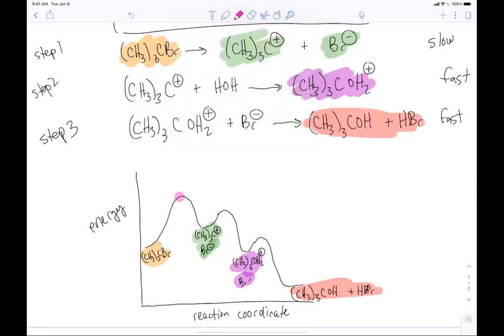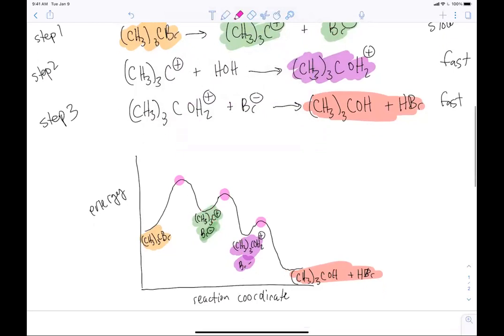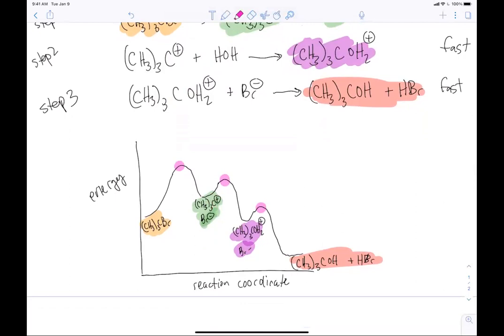So, we have a transition state here, a transition state here, and a transition state here. What would a step in equilibrium look like on a graph? Let me come back to that. An equilibrium step wouldn't necessarily look that different from this. So yeah, we have these different transition states along here.